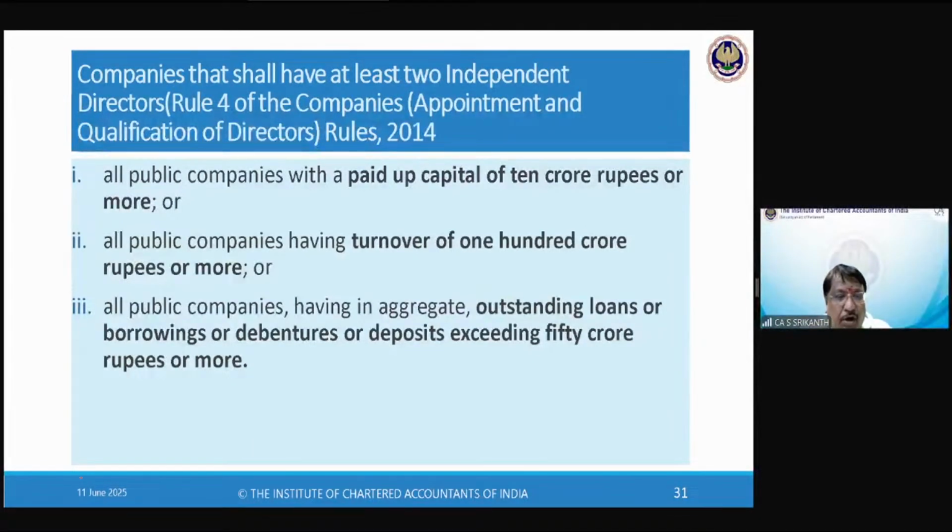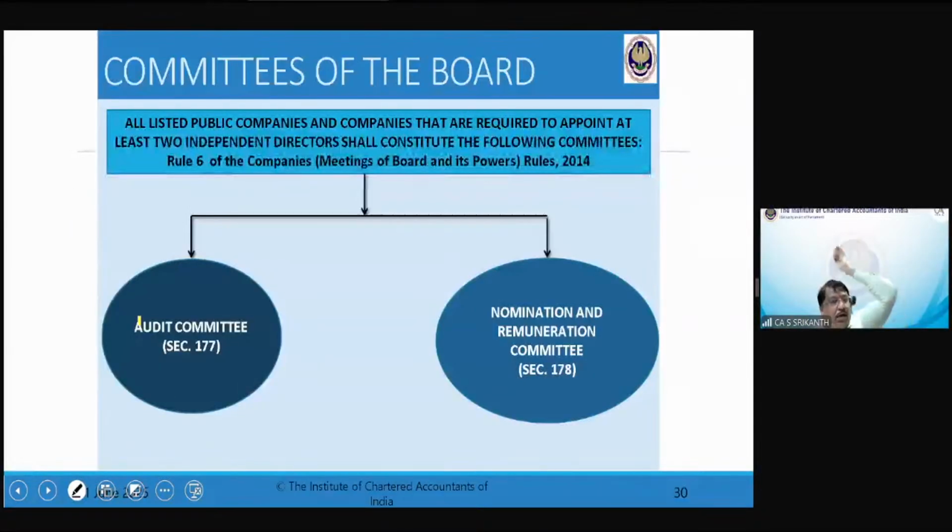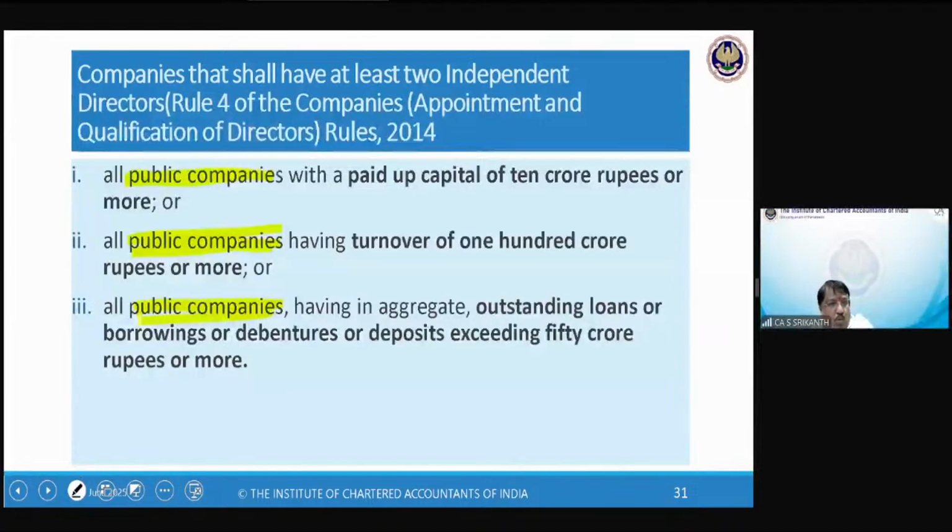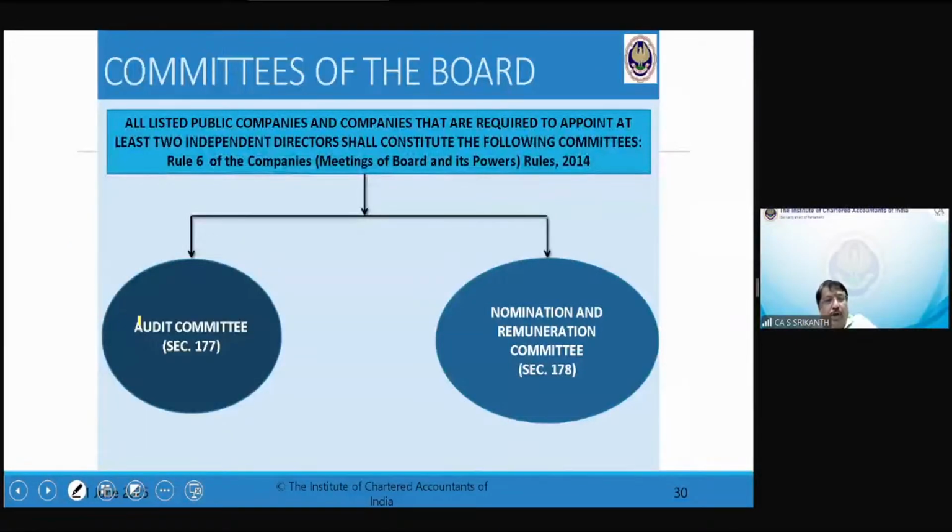Public companies, note it, public company. All public companies having in aggregate outstanding loans or borrowings, deposits exceeding 50 crore. See, these types of companies are those that should have at least two independent directors. For a listed company, 1/3 of the directors should be independent. Here, at least two. Such companies should form an audit committee.